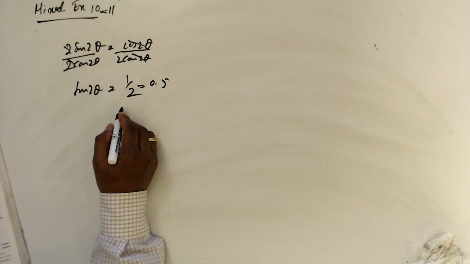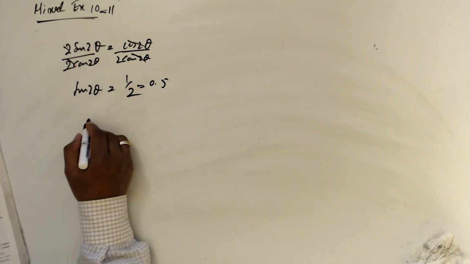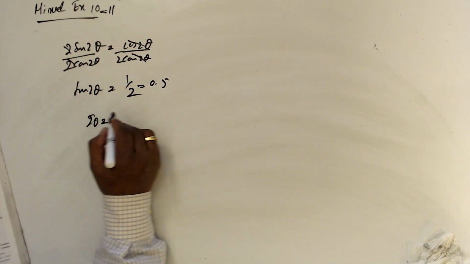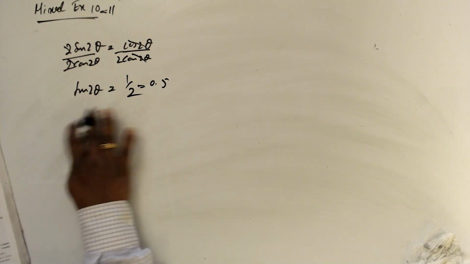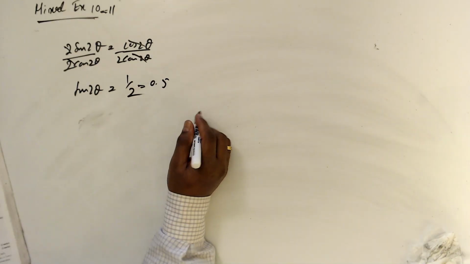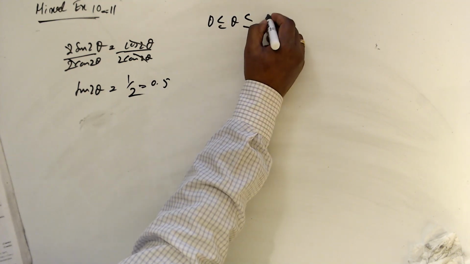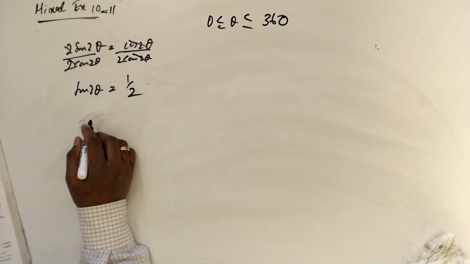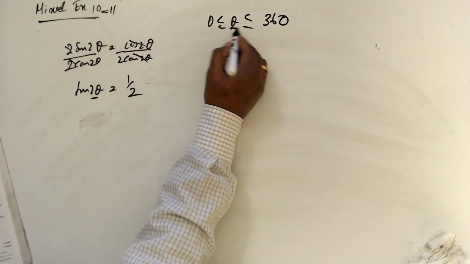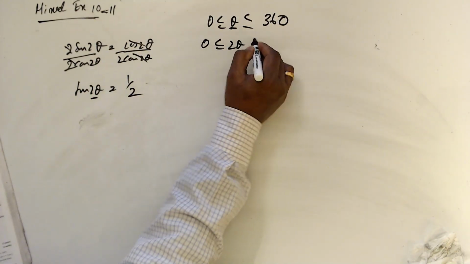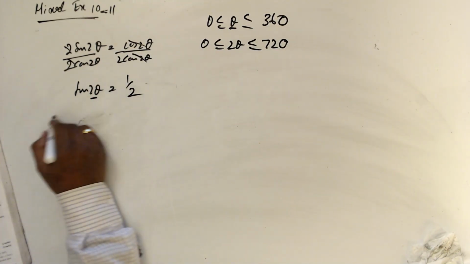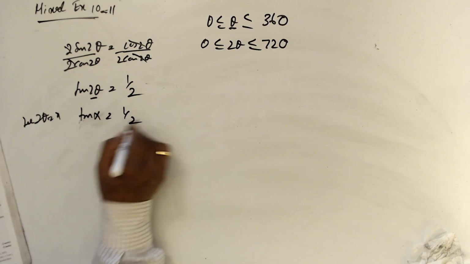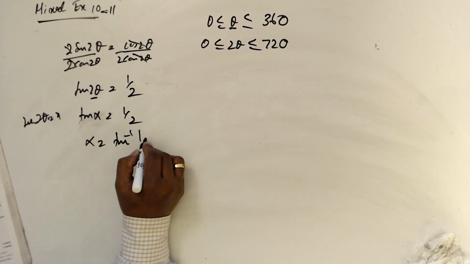Then we have to solve this one. 2 theta equals... what is the range given? 0 to... So this is 2 theta, this is theta. So I'll match with the interval 720. Let 2 theta equal x. Tan x equals half, x equals tan inverse half.